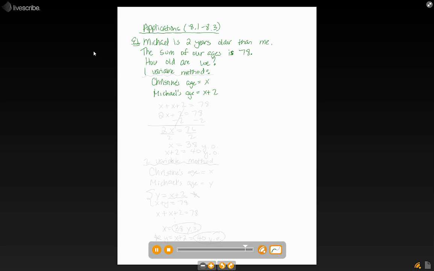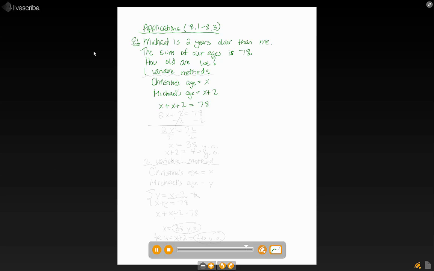And that's using the first sentence. Michael is 2 years older than me. That's just X plus 2. Move on to the next relationship here. The sum of our ages is 78. How do I write that? Equals 78. What equals 78? X plus X plus 2 equals 78, right? Because it's me plus Michael equals 78. Christine plus Michael sitting in a tree.